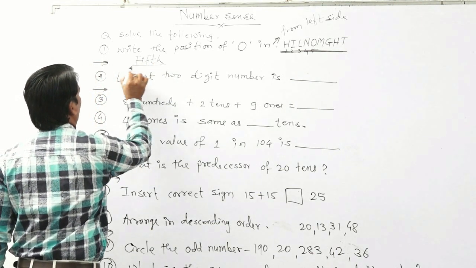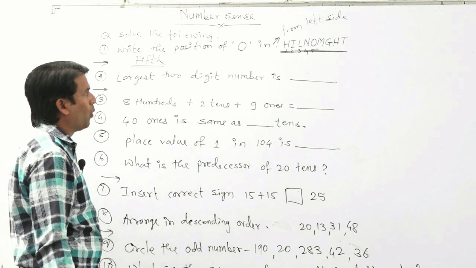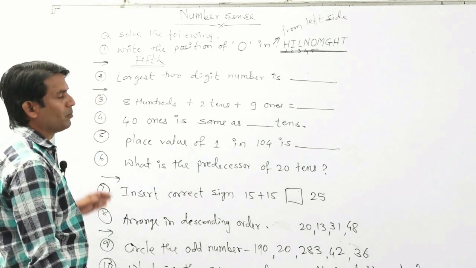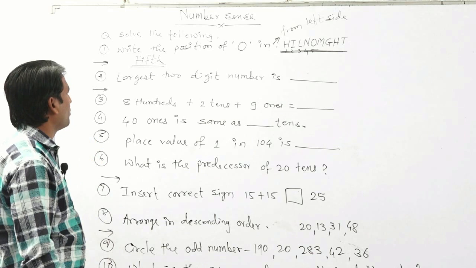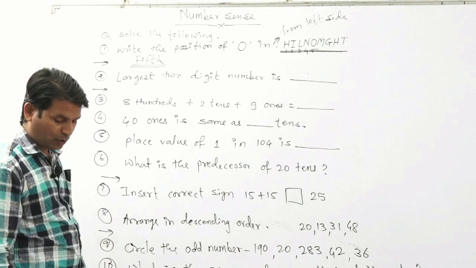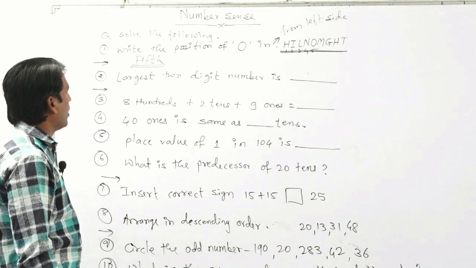Fifth. Okay. Position of O is what? Fifth from the left side. Okay. After that, the second question is there for you.